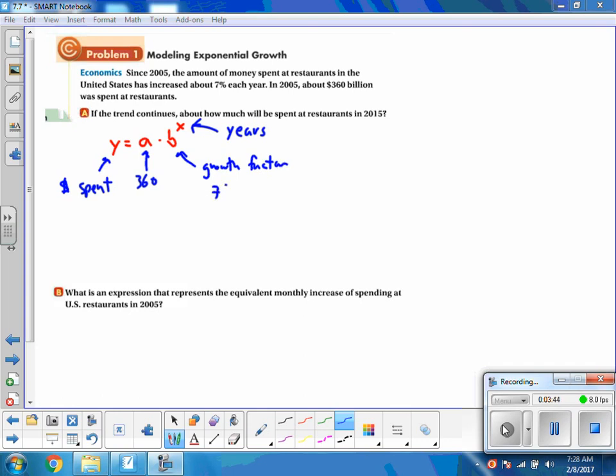So I see that it's changing 7% each year, but I need to include the 100% of what's happening prior. So I've got 100% of the year and 7% more, so a total of 107% is my growth factor, but I want to use 1.07 for my number. So let me plug in a few things that I can already see. My equation is going to be y equals 360 times 1.07 to the x power. Now notice I'm going to keep my x inside the parentheses. Actually, it really doesn't matter. It's just going to influence the 1.07.